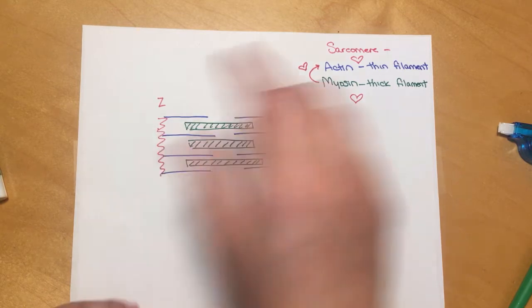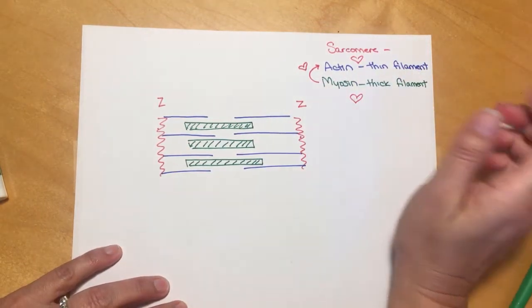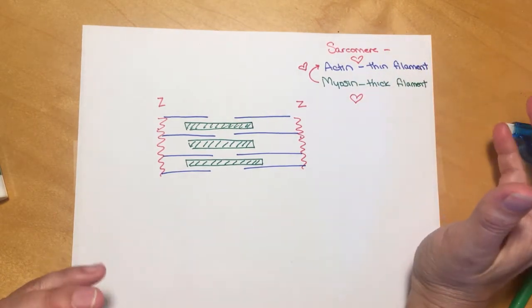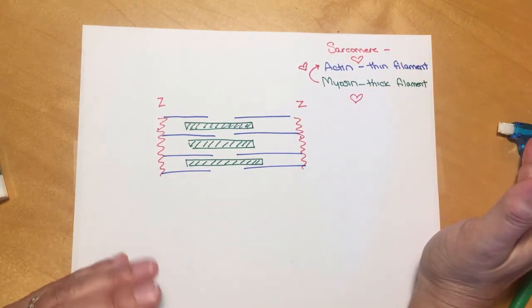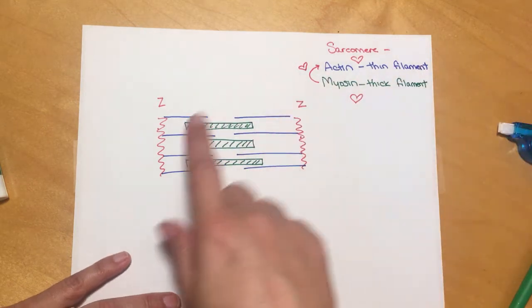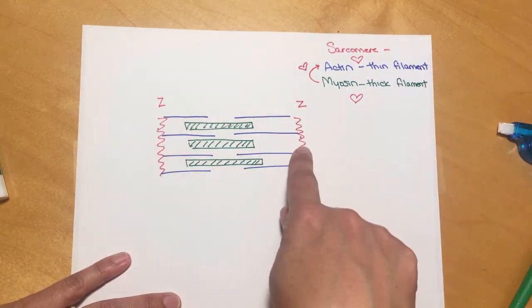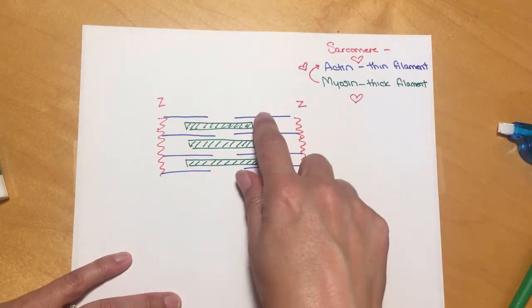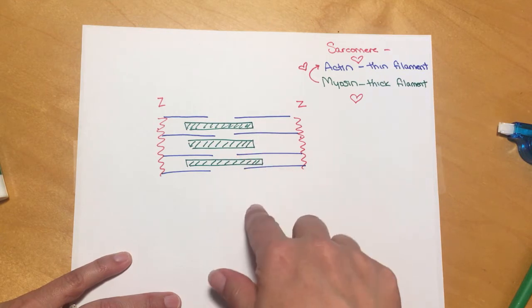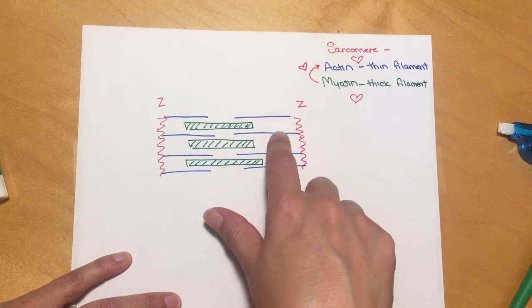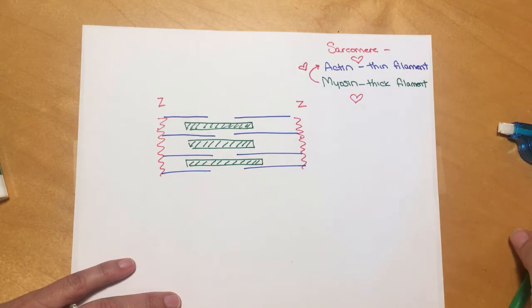So last time we were talking about the sarcomere, and we were talking about how the sarcomere is the unit of contraction in a muscle fiber. And a sarcomere goes from Z-line to Z-line, and it's composed of overlapping thin and thick filaments. The thin ones are actin, and the thick ones are myosin.